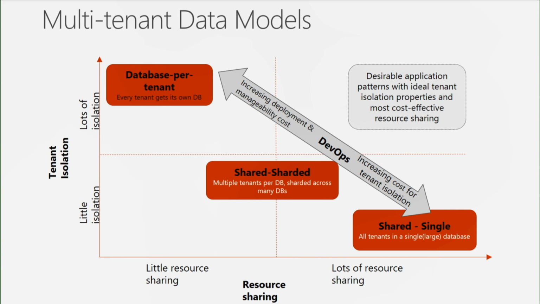What does it mean and how well do they do from a tenant isolation perspective and from a resource sharing perspective? And resource sharing in this context here really is a proxy for the cost or what my cloud provider bills me. So the more resources I can share among tenants, typically the lower the bill for me as a SaaS provider. And let's start in the lower right-hand corner with lots of resource sharing but little isolation.